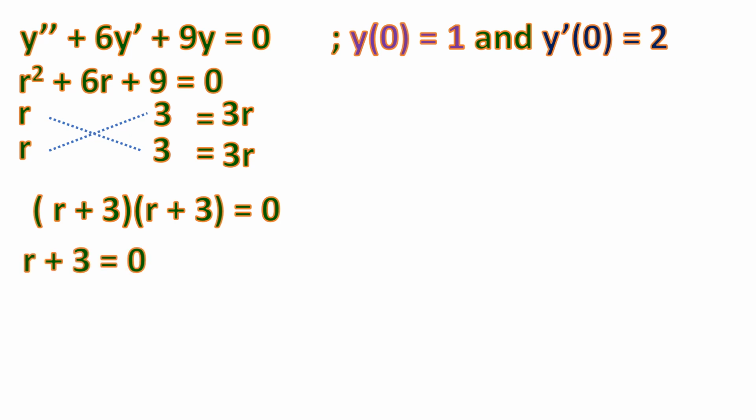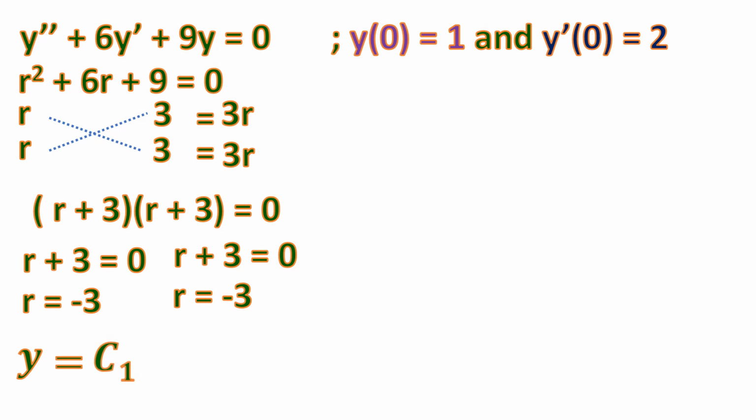So solving for r, it will be r equals negative 3. Since it's the same, it's going to be the same root. So it's a repeated root. Then we're going to have the general solution y equals c sub 1 e raised to the negative 3x, because that's the root, plus, because it's repeated, c sub 2 x e raised to the negative 3x. So that's the general solution. And now our problem is to find the values of the constants.